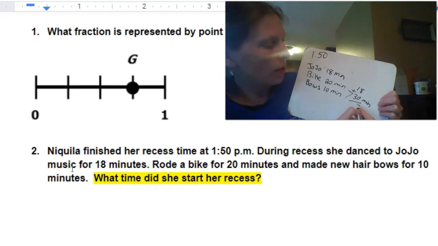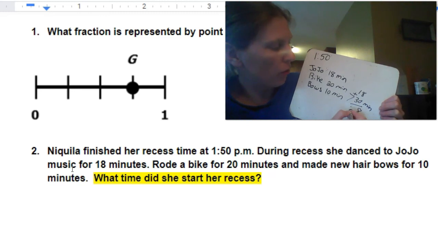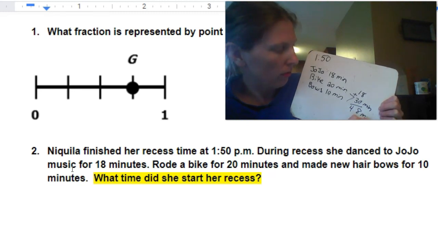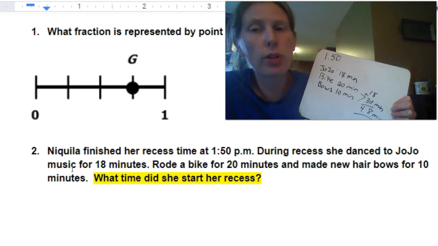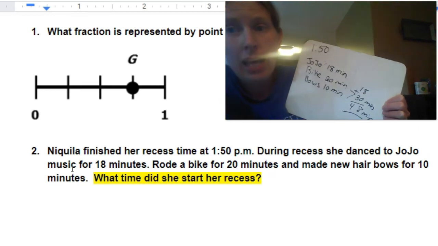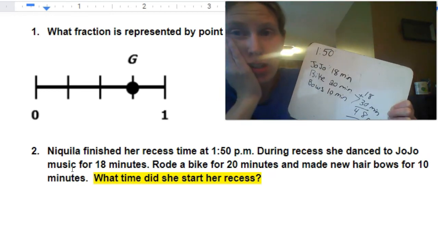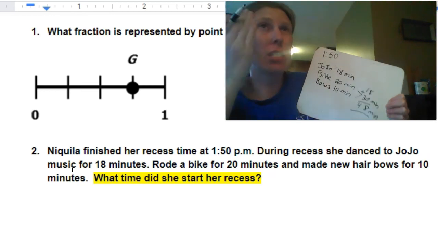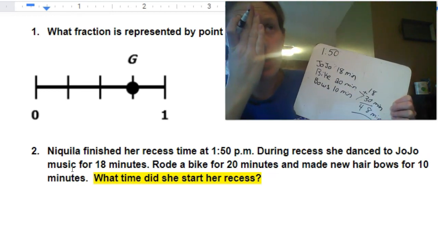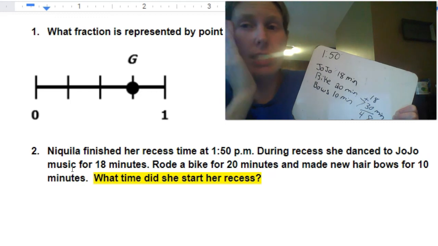8 ones and 0 ones is 8 ones. 1 ten and 3 tens is 4 tens. So I know she spent a total of 48 minutes during recess. I know she stopped at 1:50. So I need to go backwards in time. So if she stopped at 1:50 and she spent 48 minutes doing her activity, I need to see what time that is.